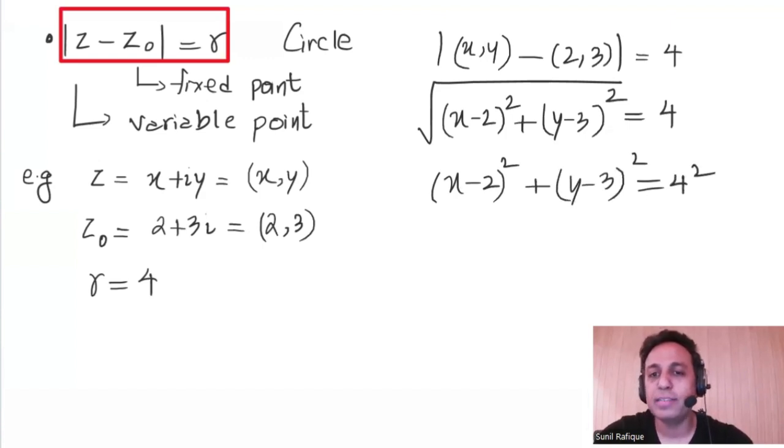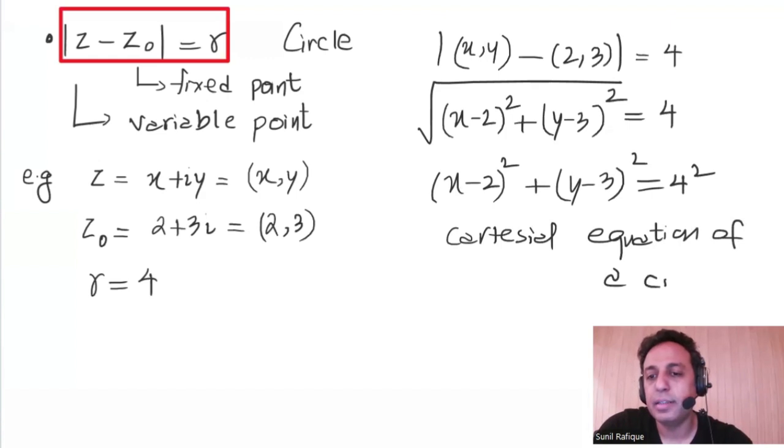Well, what do you know, guys? This is the Cartesian equation of a circle. And you know from pure mathematics, this 2, 3 is the center and r is the radius, which is 4 in this case. I hope you understand this one.